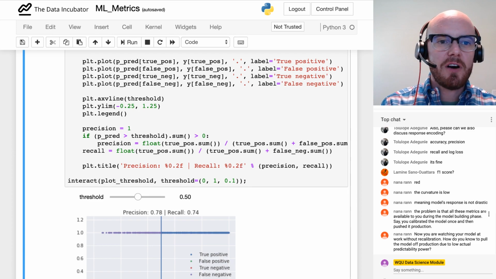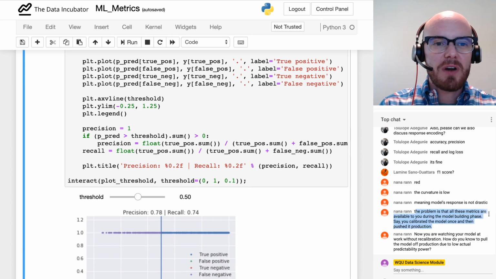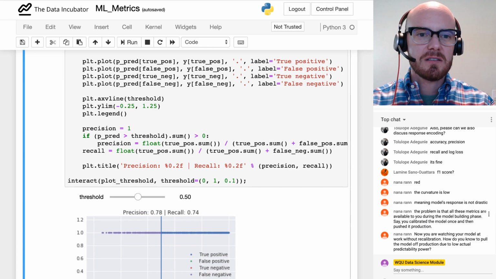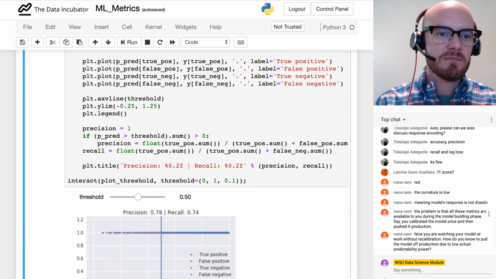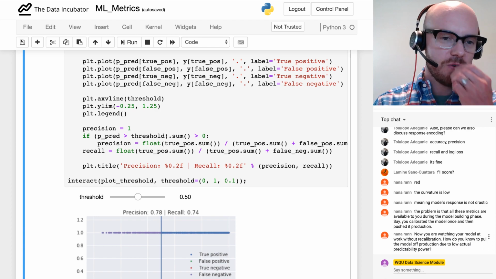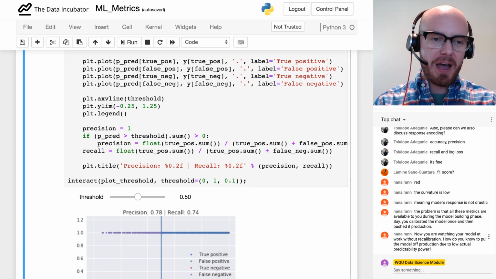So Nana has a follow-up question. They say the problem is that all these metrics are available to you during the model building phase. Say you calibrated the model once and then pushed it into production. Okay, and now you're watching your model at work without recalibration. How do you know to pull the model off production due to low actual predictability power?